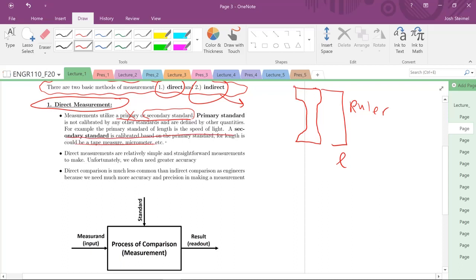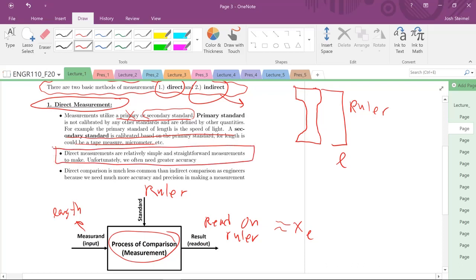So in a direct measurement, you take some measurand. In our example, we wanted to measure the length of our dog bone specimen. We compare it against a secondary standard, that being a ruler. This process of comparison is the heart of our measurement, and we get a result, a readout. We read on the ruler that it was some value, X length. Exactly. So nice, right? I really wish life was this simple and straightforward. These direct measurements are nice to make. We make them all the time in our daily lives, and often they're a completely valid way of making an experimental measurement.